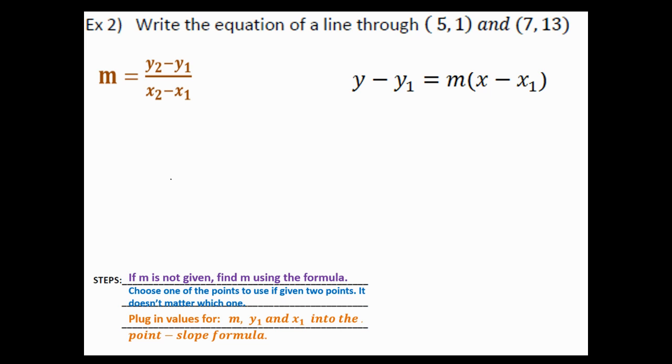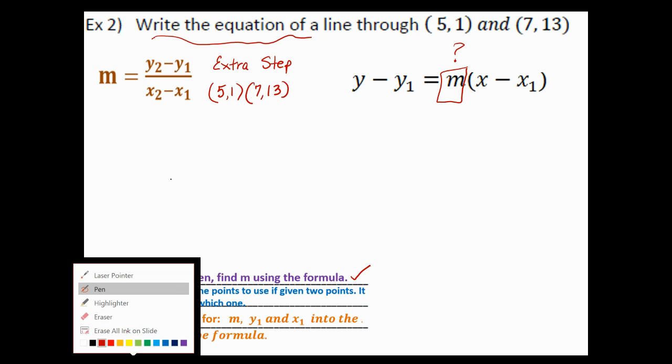So we're going to write an equation of a line again, but this time we're given 2 points. So there's an extra step. So it says in your steps in your notes, if m is not given, find m using the formula. And we find m using our point slope formula. So I'm just going to write the points over on the side. Looks like 5, 1 and 7, 13.